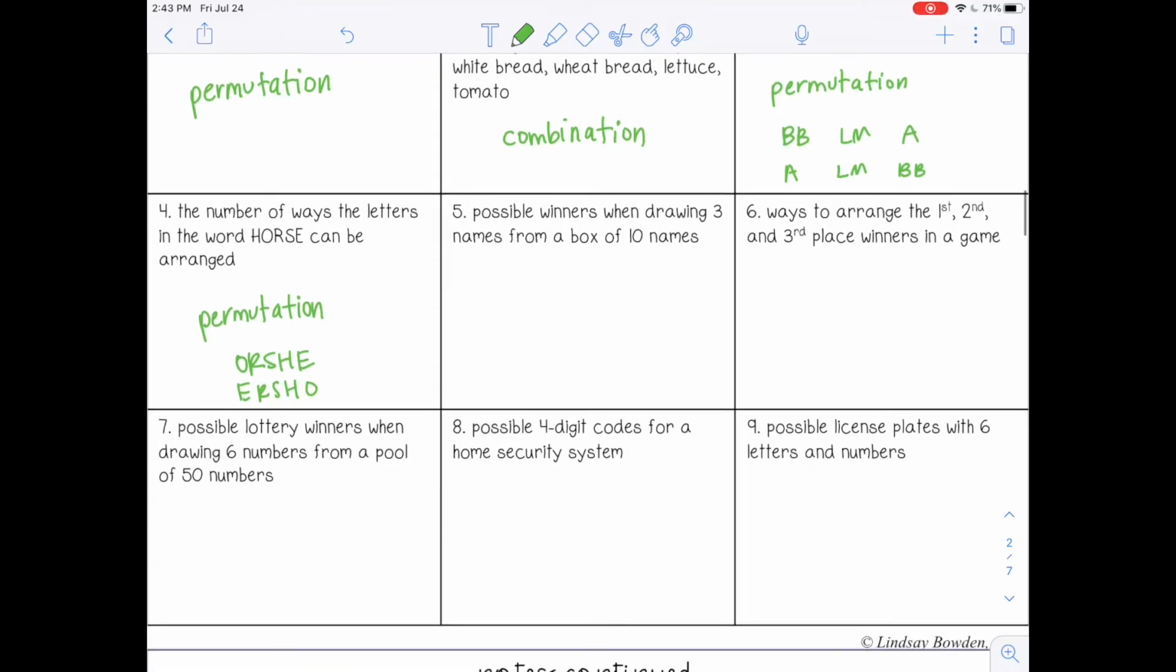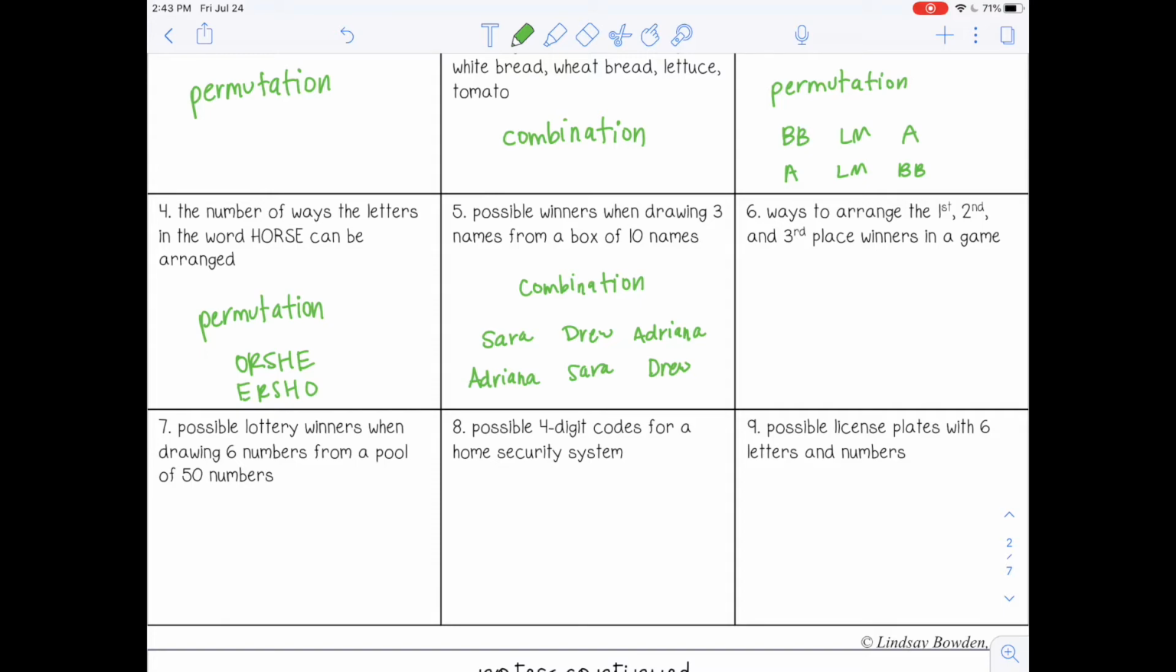All right, number 5, possible winners when drawing 3 names from a box of 10 names. That would be a combination because the order does not matter. So if I draw the name Sarah, and then I draw the name Drew, and then I draw the name Adriana, all 3 of those are winners. But if I had drawn Adriana first, and then Sarah, and then Drew, even though it's in a different order, they're still all winners. So the order doesn't matter.